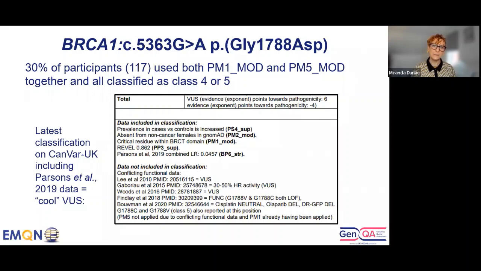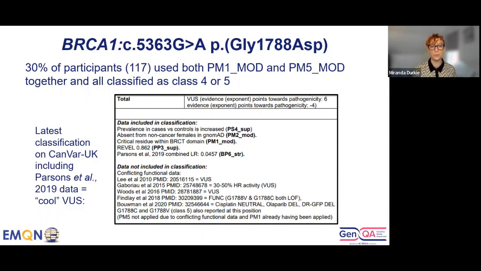And actually, in the assessment of this case, 30% of participants used both PM1 moderate and PM5 moderate together. So that's the highest strength of both of those codes, and all of them classified it as class 4 or 5. If we look at this snapshot, this is the latest classification on ClinVar UK, where it says data included in classification, there is a reasonable amount of evidence towards pathogenicity, the P codes, but then there is the Parsons et al. ENIGMA multifactorial data that actually has a strong likelihood ratio towards benignity, which would be sufficient to apply BP6 strong.